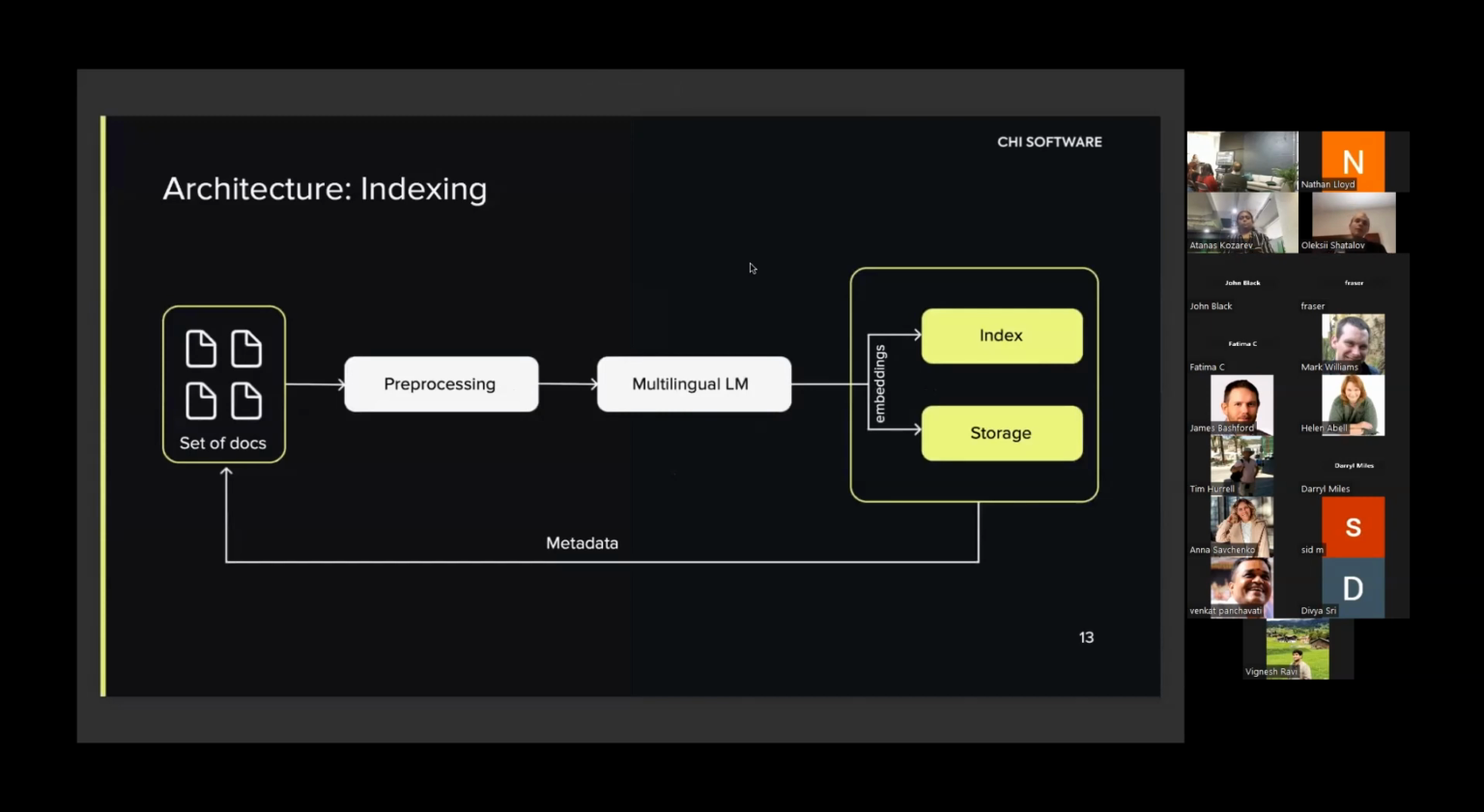So here you have the primary architecture for indexing. We have a set of docs. Then we have the preprocessing for this set of docs. Then we have the multilingual language model that should resolve the problem of multilingual search. And then we put embeddings of our documents into the index and the storage, making the backpropagation, let's say, of our metadata. Next slide, please.